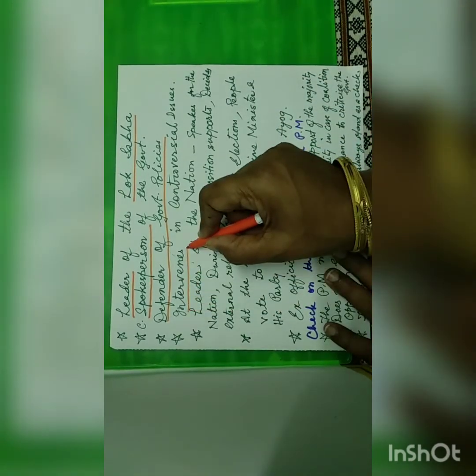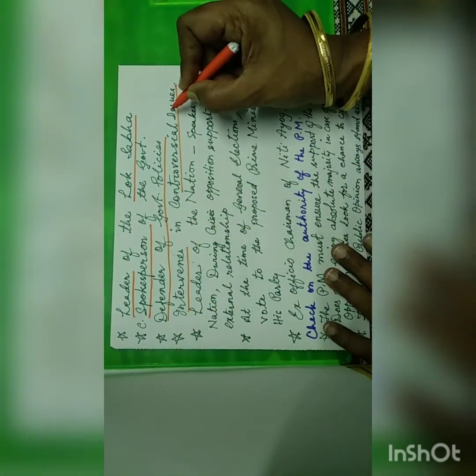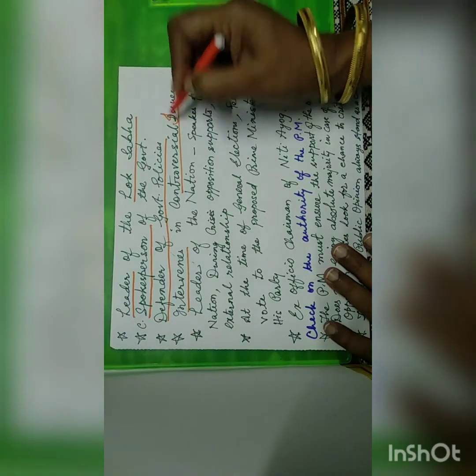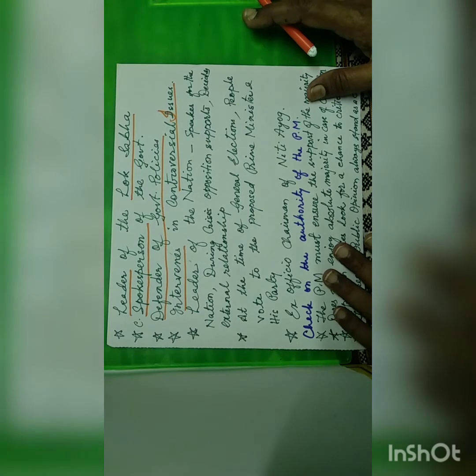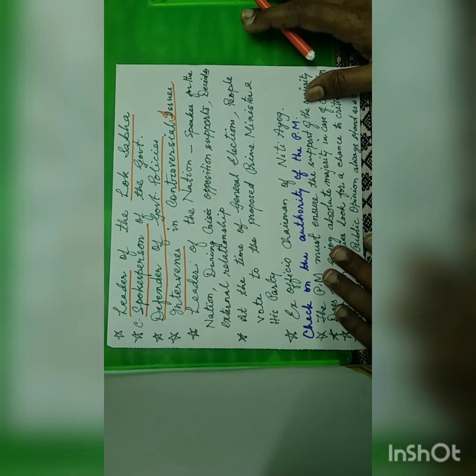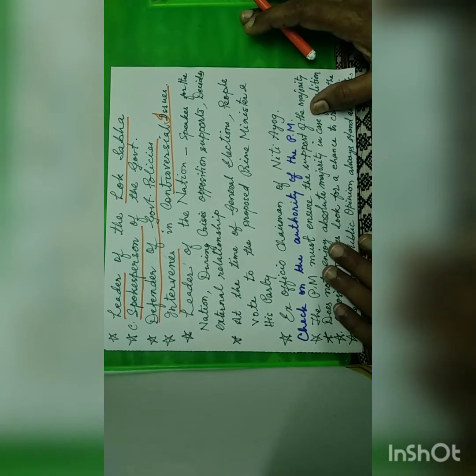Next, he intervenes in controversial issues. If during the parliamentary sessions there is a controversy over certain issues, the Prime Minister intervenes and sorts them out.